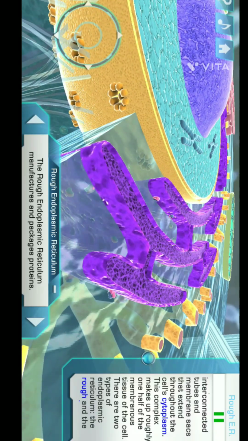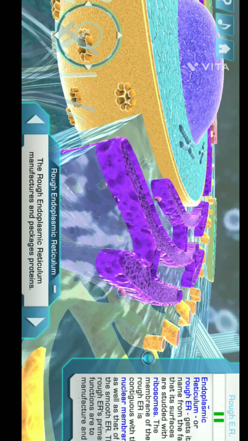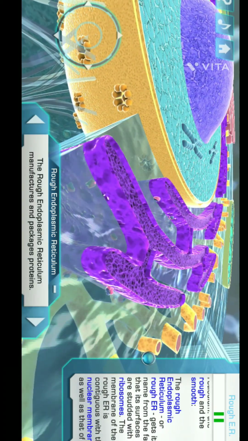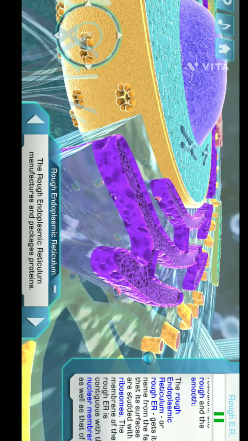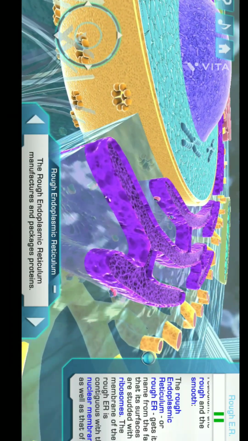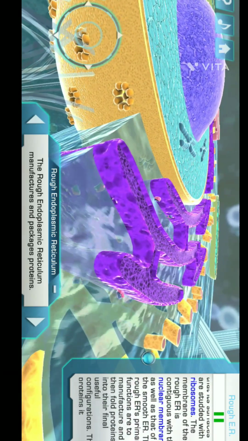There are two types of endoplasmic reticulum, the rough and the smooth. The rough endoplasmic reticulum, or rough ER, gets its name from the fact that its surfaces are studded with ribosomes. The membrane of the rough ER is contiguous with the nuclear membrane as well as that of the smooth ER.